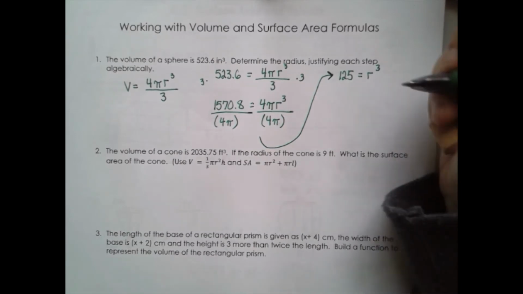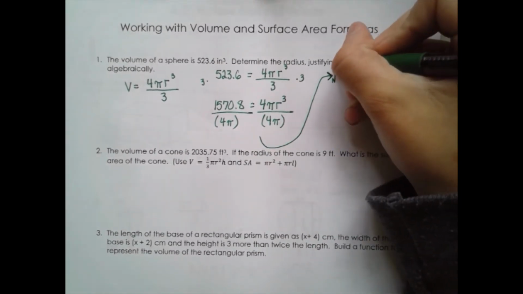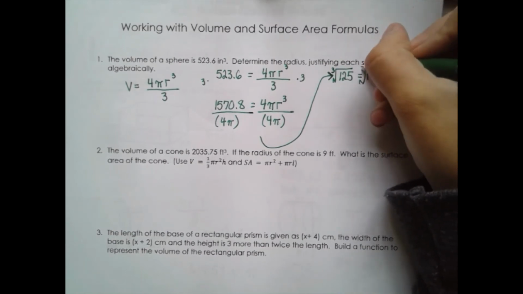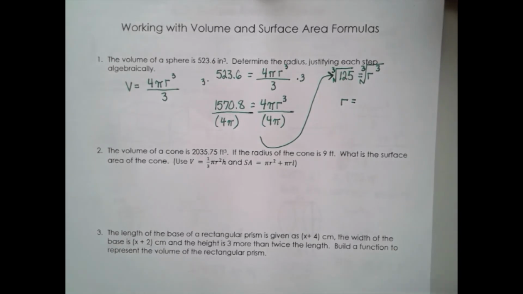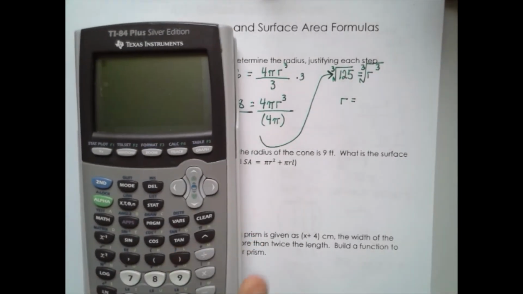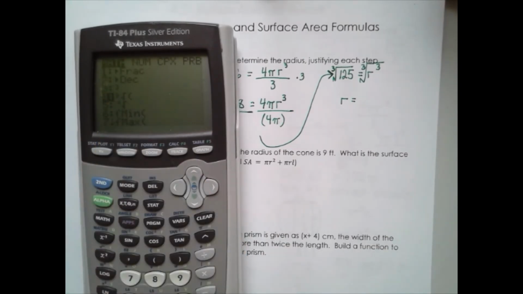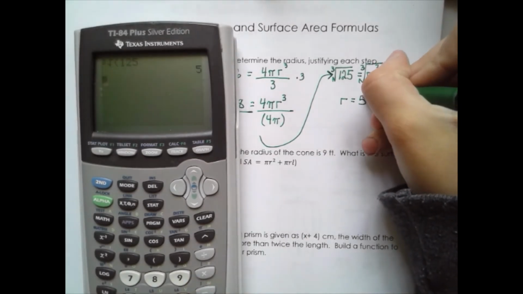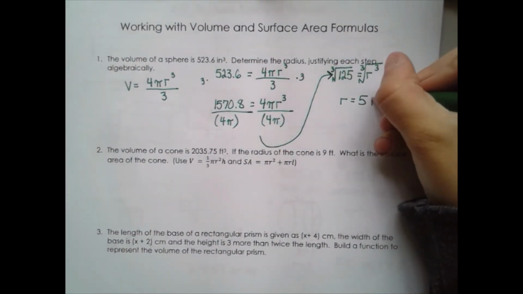From there, to undo the cube, we're going to take the cubic root. So remember, this is just like a square root, but instead of doing a normal square root, we do a cubic root. To do a cubic root in your calculator, you're going to press math, and it should be the 4th option. And that'll put a little 3 out in front of your root. So the cubic root of 125 is 5. And since our original unit was inches cubed, it would just be 5 inches.